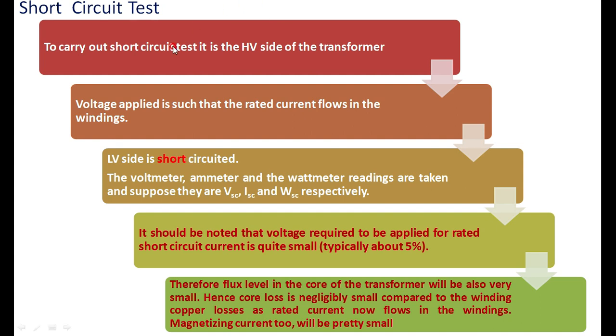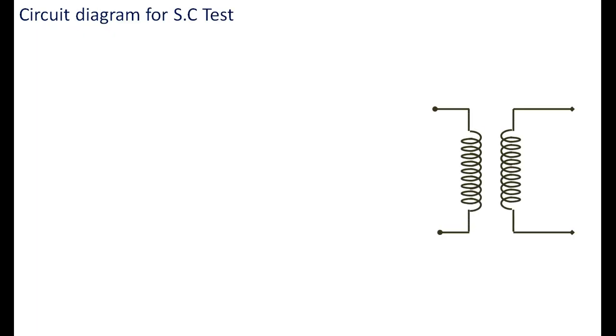We already know that to carry out the short circuit test, the LV side of the transformer is short circuited, and the meters are connected on the HV side, so that the current injected into the transformer under the short circuit test should be as small as possible. We know that on the high voltage side, voltage is more and current is less, that is why we are connecting all our meters on the HV side and the LV side is short circuited. The circuit setup also we have discussed.